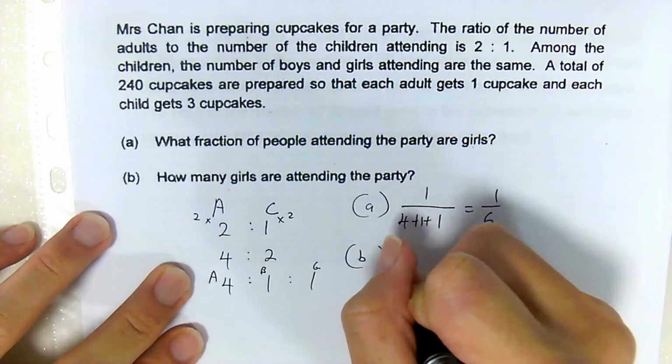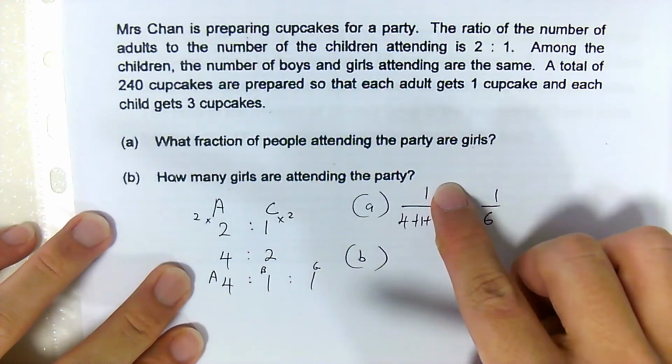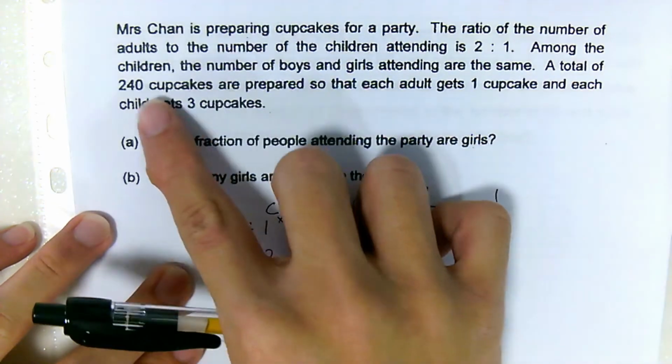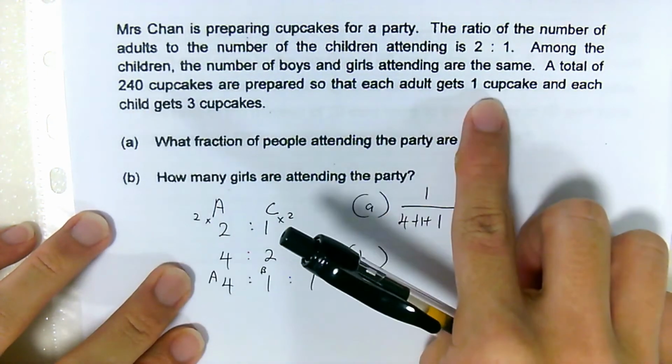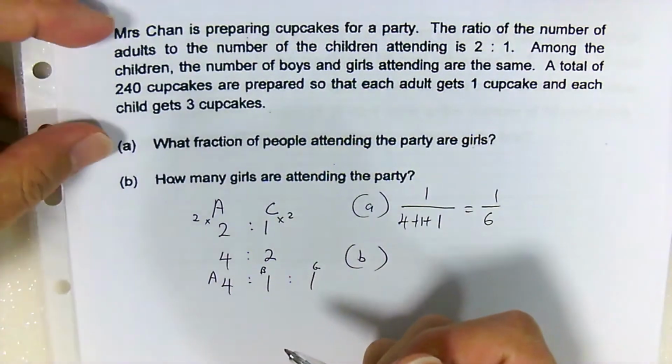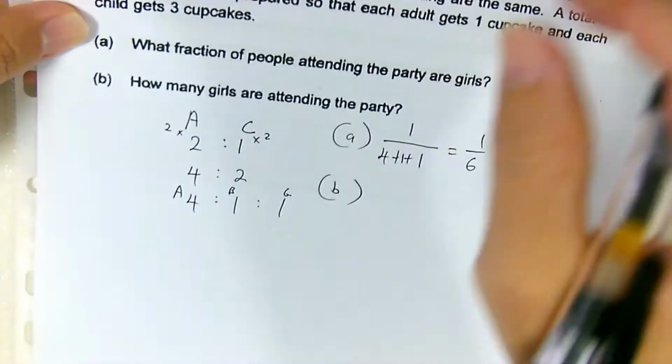Now, for part B, they ask how many girls are attending the party. With this, we need to talk about the cupcakes. They said that in total there are 240 cupcakes. Adults will get 1 cupcake, and each child will get 3 cupcakes. Now, I'm going to start drawing.